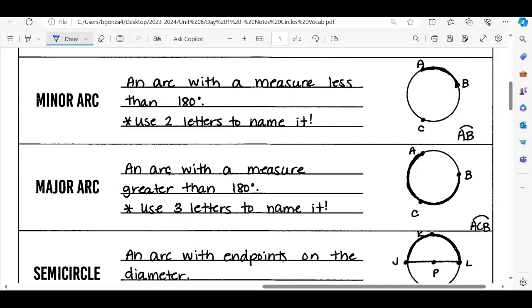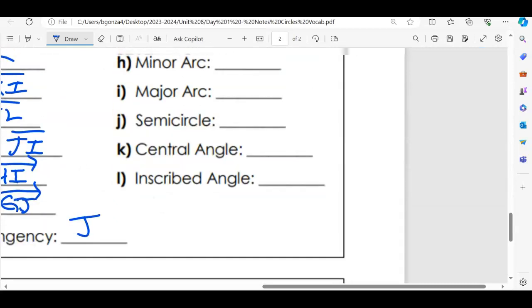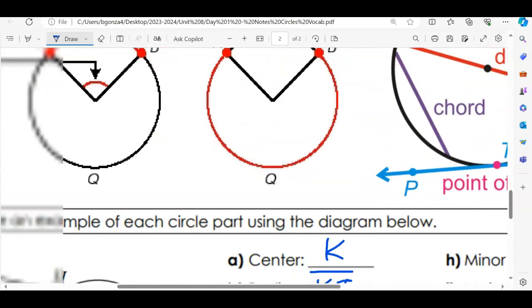But you could take that same picture and instead of going the short way, what if you went the other way around, the long way? Well, that would give you a major arc. When you do a major arc, instead of naming it with 2 letters, you have to name it with 3 letters. Okay? So again, notice 2 letters for a minor, which is less than half of a circle. 3 letters names a major arc, which is more than half of a circle.